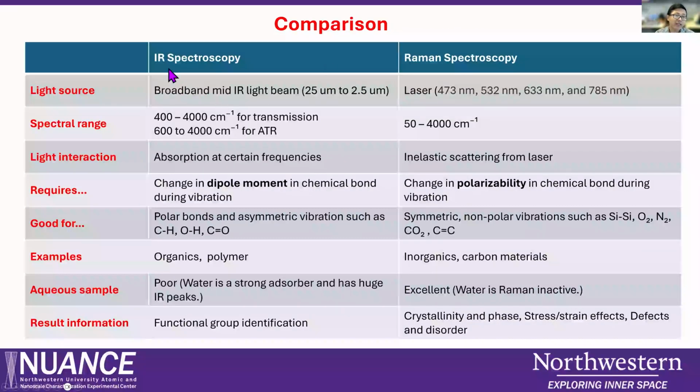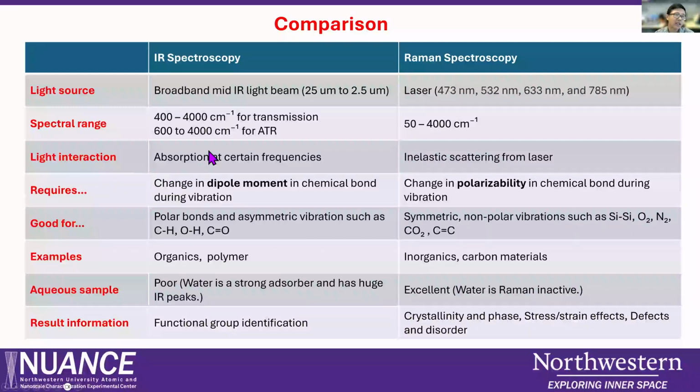So we compare IR and Raman spectroscopy. The light source for IR is broadband mid IR, but for Raman we use a laser. We have 4 different lasers. The spectral range for IR is 400 to 4,000, and for ATR it only starts from 600. For Raman, you can go from 50 to 4,000. With better Raman you can get even lower, maybe 5 wavenumbers.